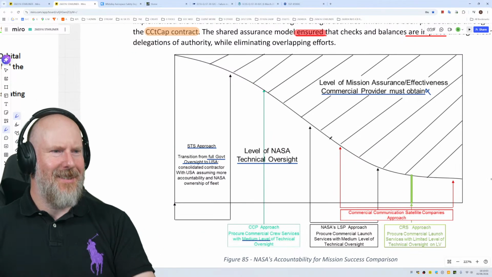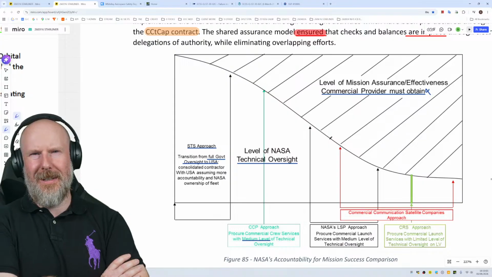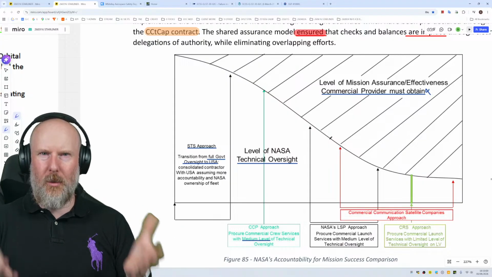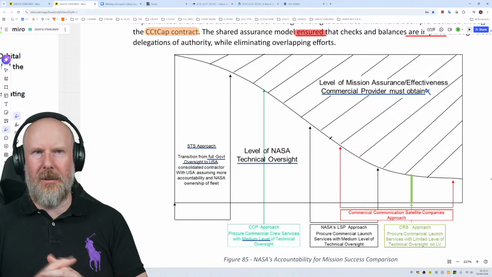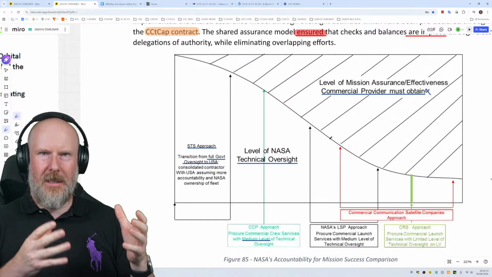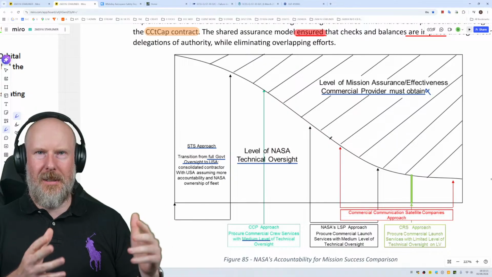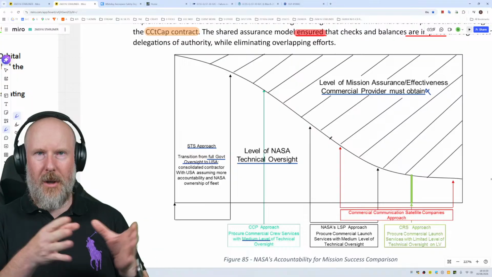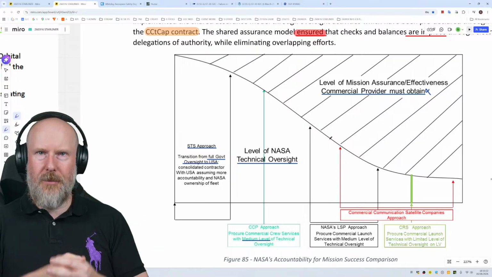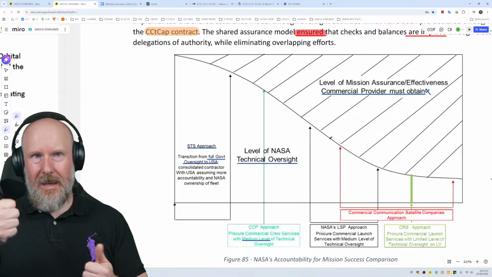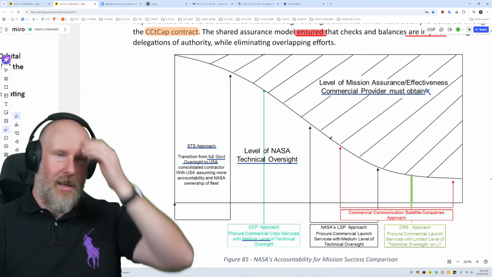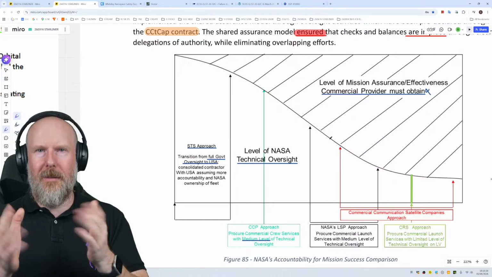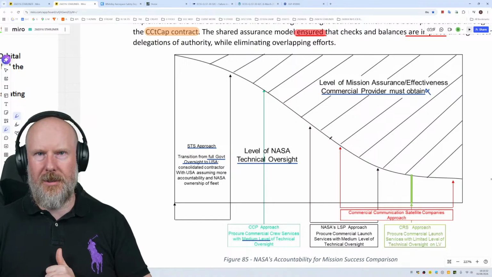I don't know. This fundamentally seems a bit off. When we say technical oversight, what do we actually mean? Do we mean that the NASA engineers actually support the design and development of a system, or do they review the design and development of it and say, yeah, that looks pretty good, or no, we don't like this? And how does that differ from acquiring a service, a provision of a service?